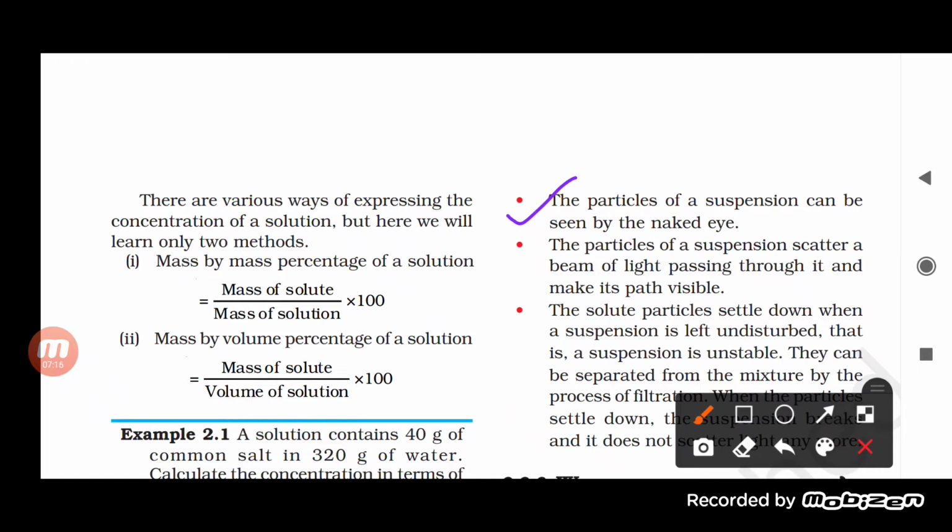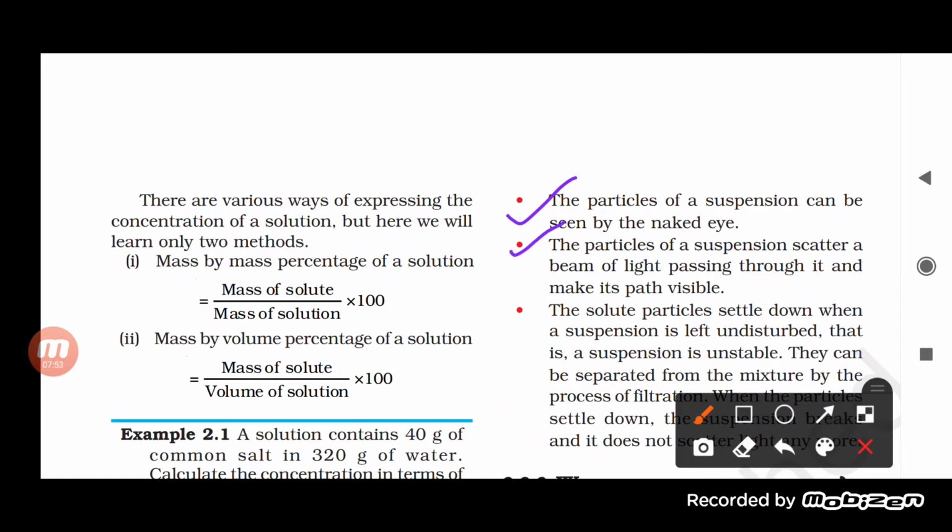What is the Tyndall effect? When a beam of light falls on a solution, if the particles of the solution scatter the beam of light falling on it and make the path visible to us, such an effect is called the Tyndall effect. So a colloidal solution shows the Tyndall effect, as well as a suspension. It also scatters the beam of light falling on it.